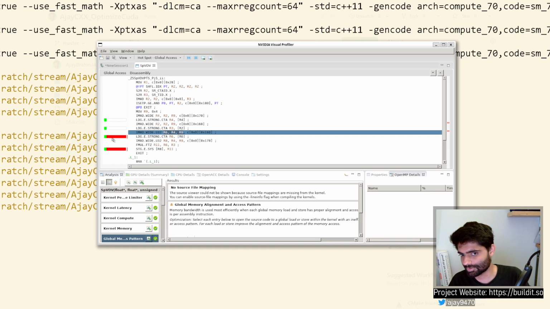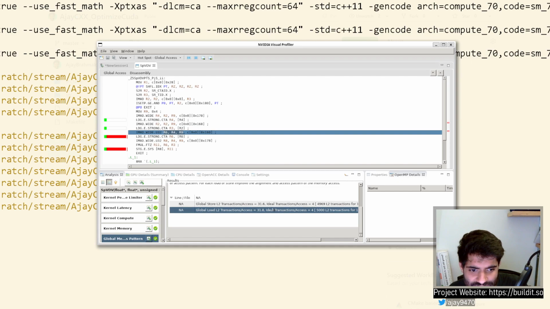If you look at this memory coalesced access graph, green is good. If this whole bar was green, that would mean the whole access was coalesced. What this is saying is that it's not coalesced at all. In fact, the utilization on this one is 31.6. So for each instruction, it has to do 31.6 memory accesses, whereas in the ideal case it would have been 4 memory accesses. That's what it says: I had to do 31.6 memory accesses, whereas I should ideally have done 4.